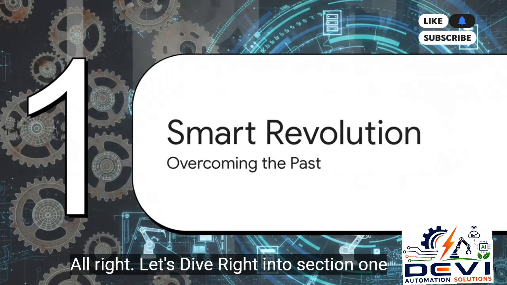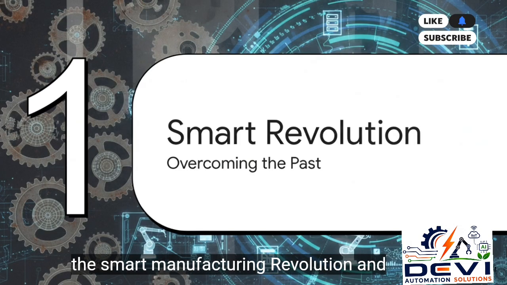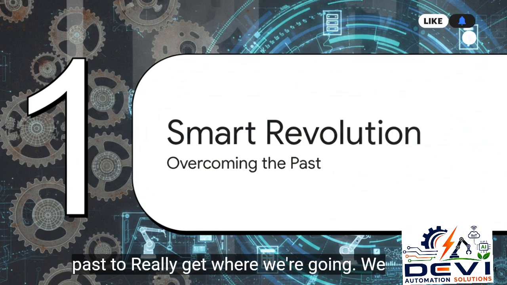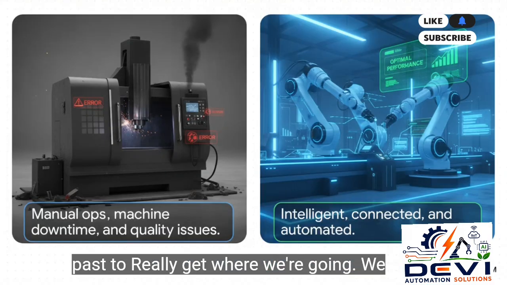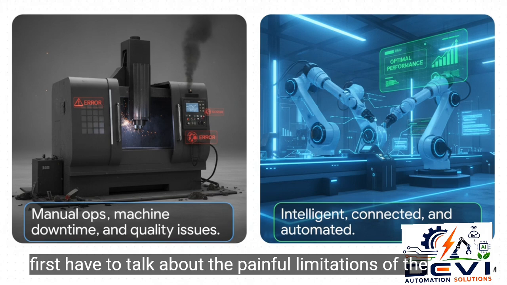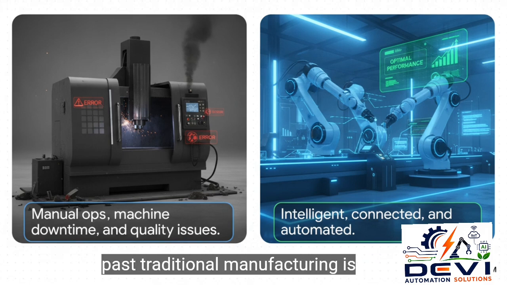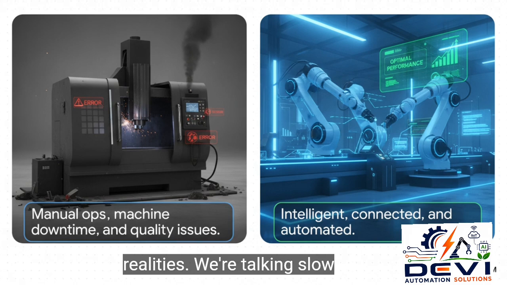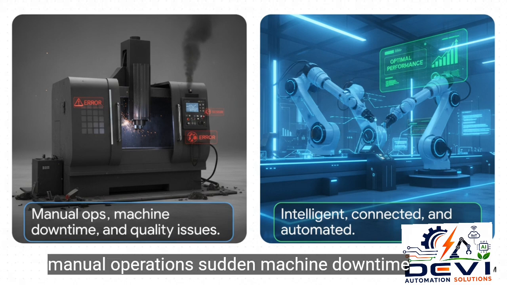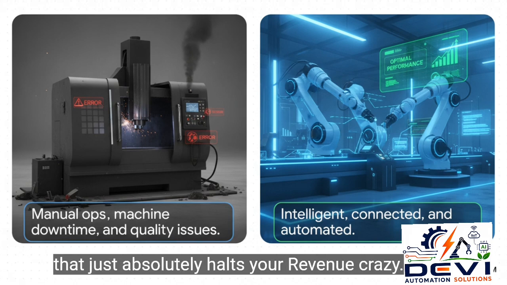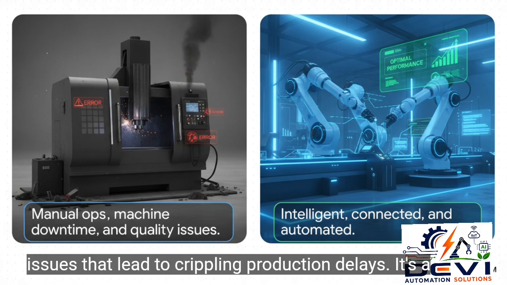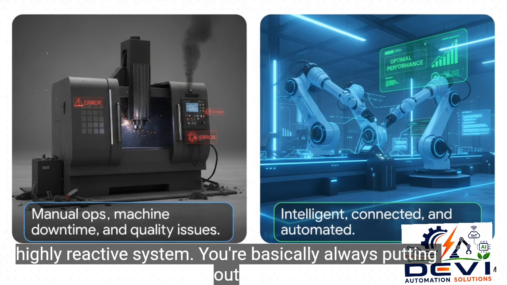All right, let's dive right into Section 1, the smart manufacturing revolution and how we are overcoming the limitations of the past. To really get where we're going, we first have to talk about the painful limitations of the past. Traditional manufacturing is, quite frankly, plagued by some harsh realities. We're talking slow, manual operations, sudden machine downtime that just absolutely halts your revenue, crazy high energy consumption, and those frustrating quality issues that lead to crippling production delays. It's a highly reactive system. You're basically always putting out fires.